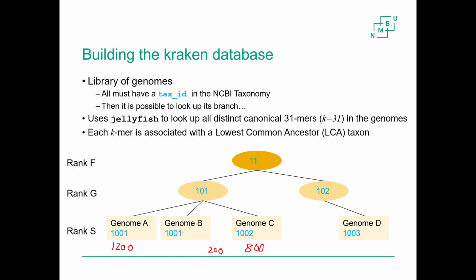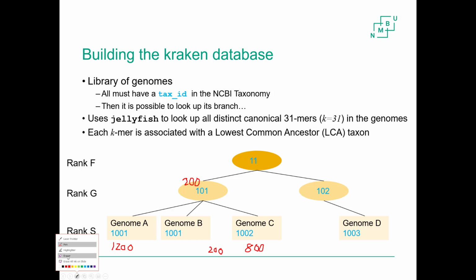And what will Kraken do then? Well, then Kraken will say these 200 k-mers are not associated with any of these two, but with the one up here. So it will actually go to the lowest common ancestor of these two and say that these 200 k-mers are associated with 101 and not these down here.